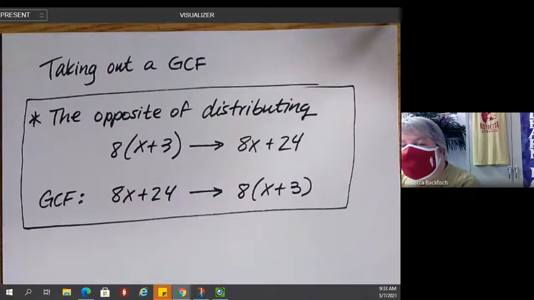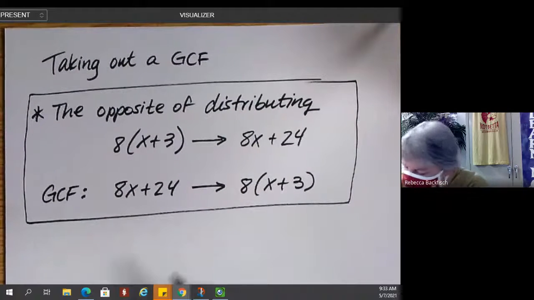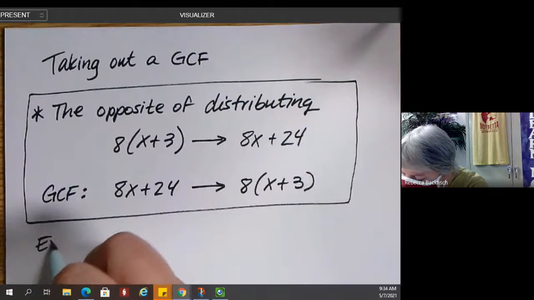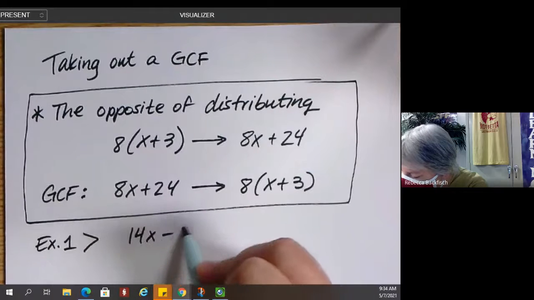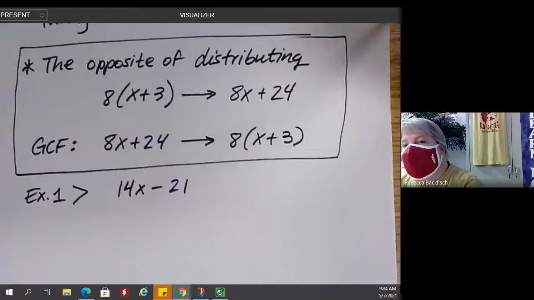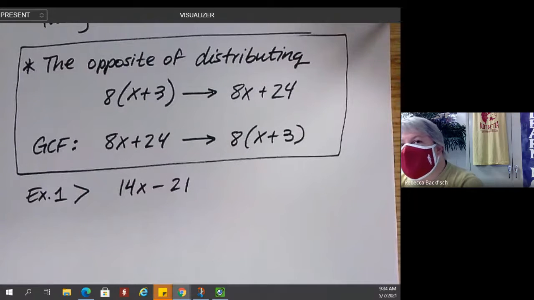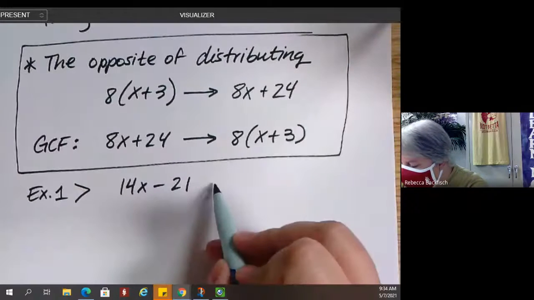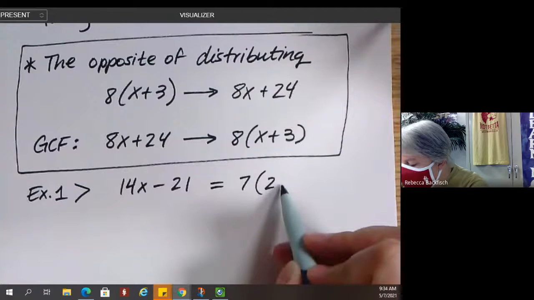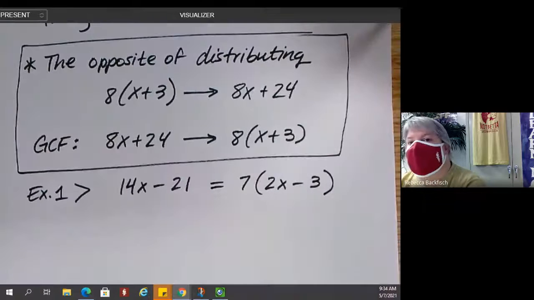So looking at taking out a GCF, a lot of times we tend to do it intuitively. Like for instance, let's say you have 14x minus 21. What we very often do is we ask, is there anything that goes into both of those terms? And just looking at it, most of us would probably see that 7 does. So that's an intuitive way to say, okay, 7 goes into both of those. So I'm going to take 7 out, and that leaves me with 2x, and it leaves me with 3, and then I'm done.